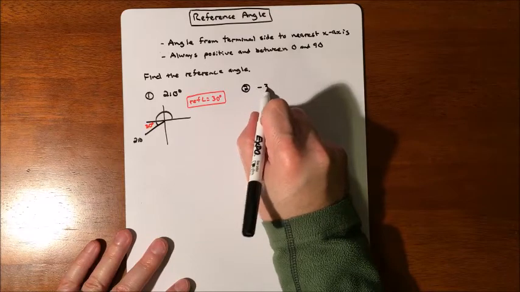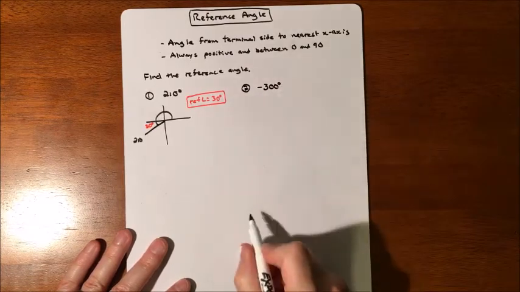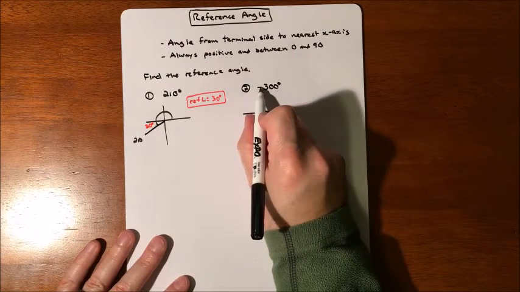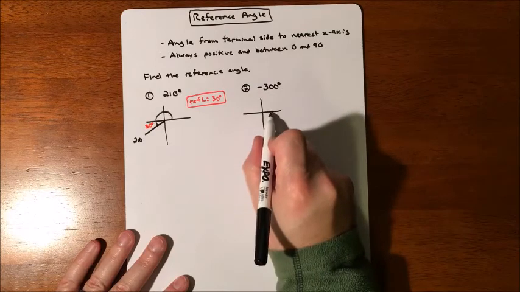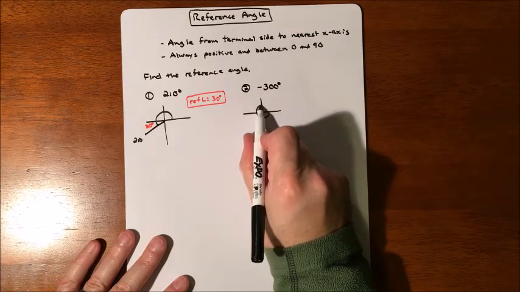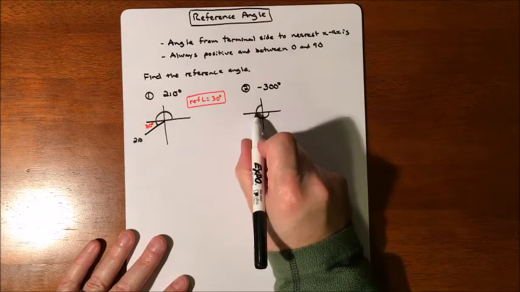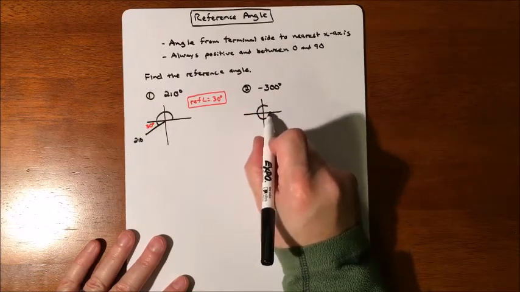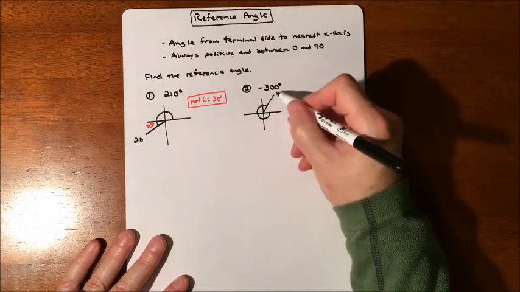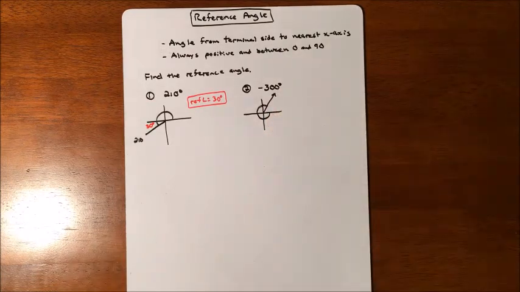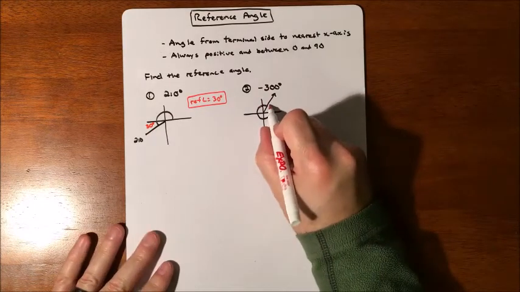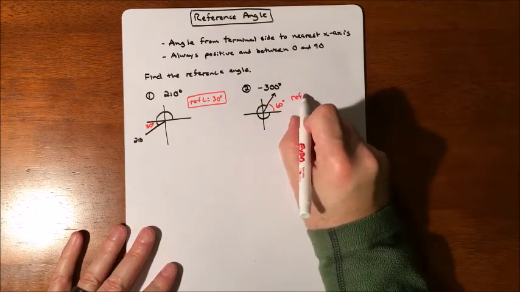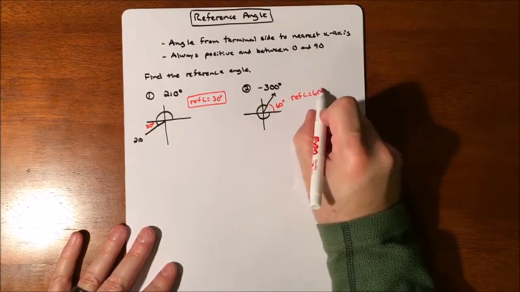negative 300 degrees? So same thing, I'm going to draw a picture. Negative is just the direction that we're going, so normally we would head in this direction. Negative is going in this direction. So this is 270 if you're going that direction, so that's negative 90, negative 180, negative 270. And then I'm basically 60 degrees shy of going all the way around. That idea of 60 degrees shy is our reference angle. So our reference angle equals 60 degrees.